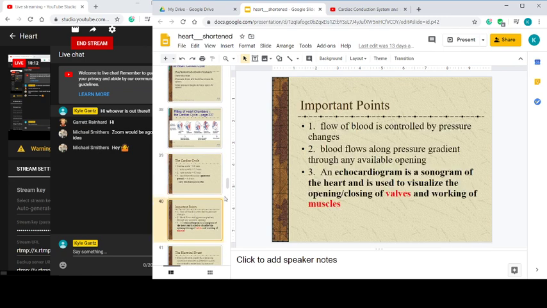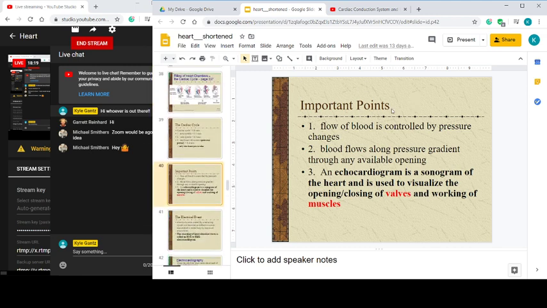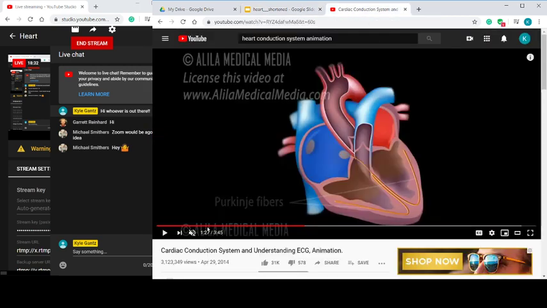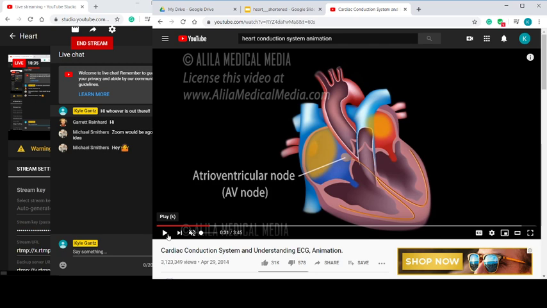Okay. So when we talk about these important points here, flow of blood is controlled by pressure changes. All right. When you think about it, when we go to here, what we're doing is when this contracts and that atria gets smaller, you take the same amount of fluid in a smaller amount of space. That means there's more pressure. That causes the blood to shoot into the ventricles, right?